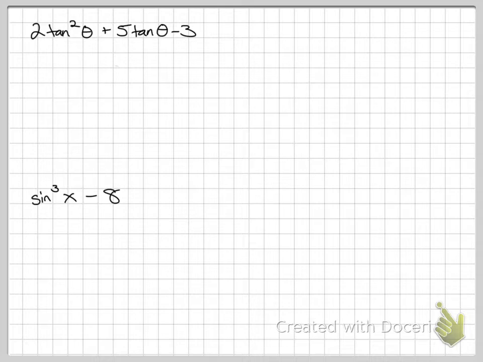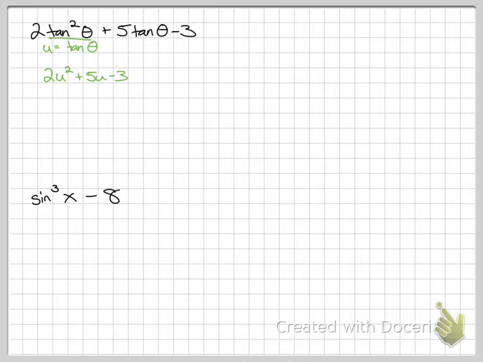Okay, again, don't be intimidated by how it looks. I know it's got more things in it, but it doesn't make it any harder. First thing I look at, the term with the highest exponent is tangent squared. So I want u to equal tangent theta. We don't want the squared part for our u term, not in this class, not on the level we're doing. So if u is tangent theta, when I see 2 tangent squared, it's really 2u squared. When I see plus 5 tangent theta, it's really plus 5u, and then minus 3.